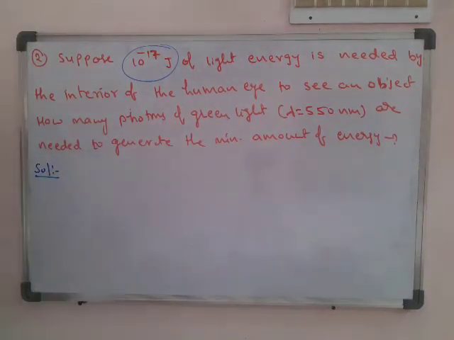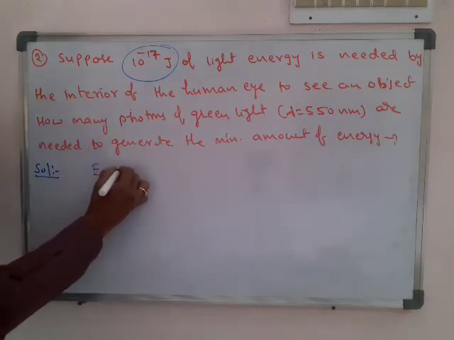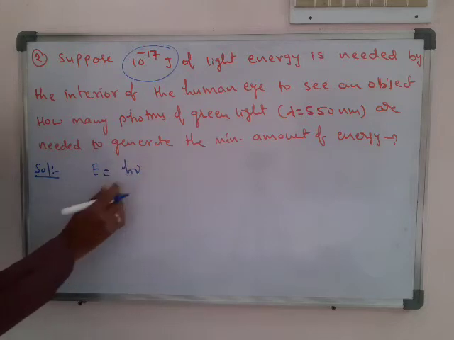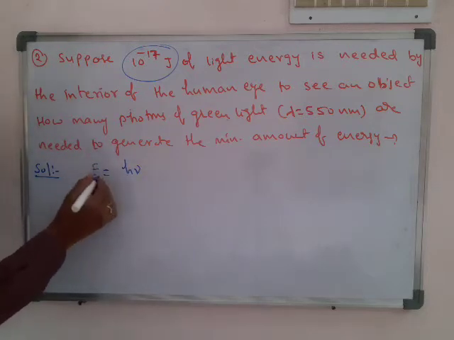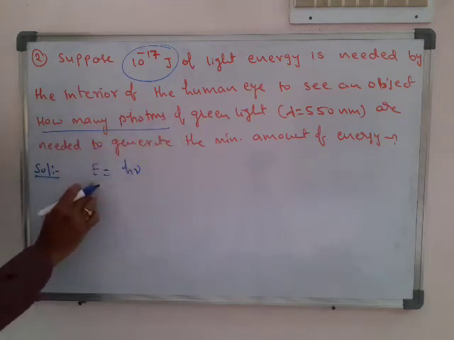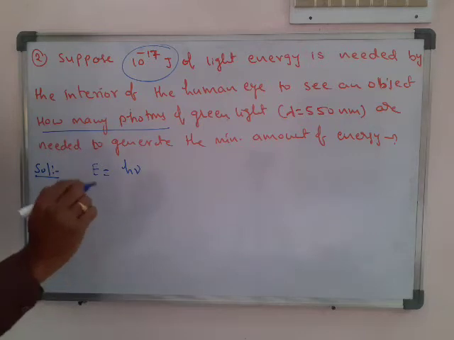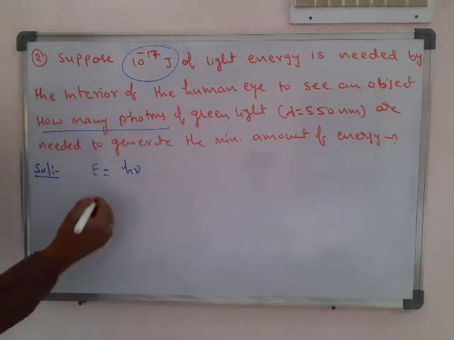If we use green light, how many photons are required to get a minimum of 10 power minus 17 joules of energy? The normal general equation we write is E is equal to h nu. But here the question is not for one photon. How many photons? E is equal to h nu is applicable for only one photon. Number of photons means simply write it as E is equal to n h nu.